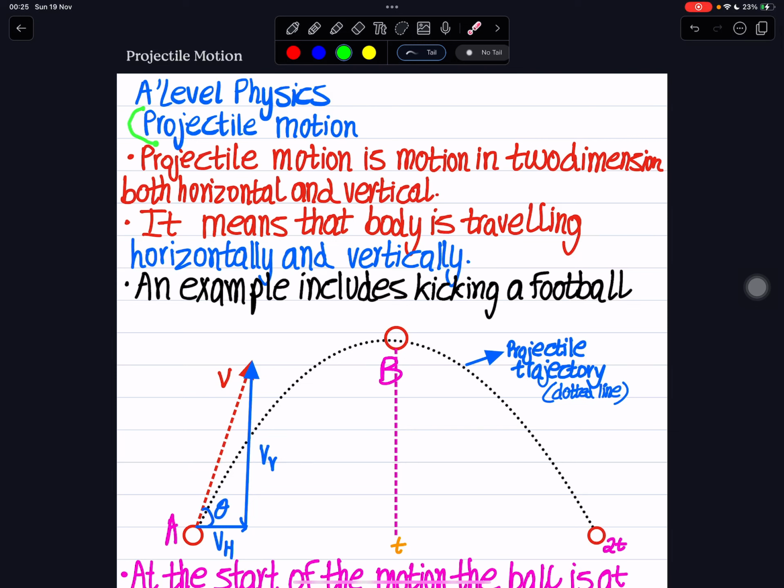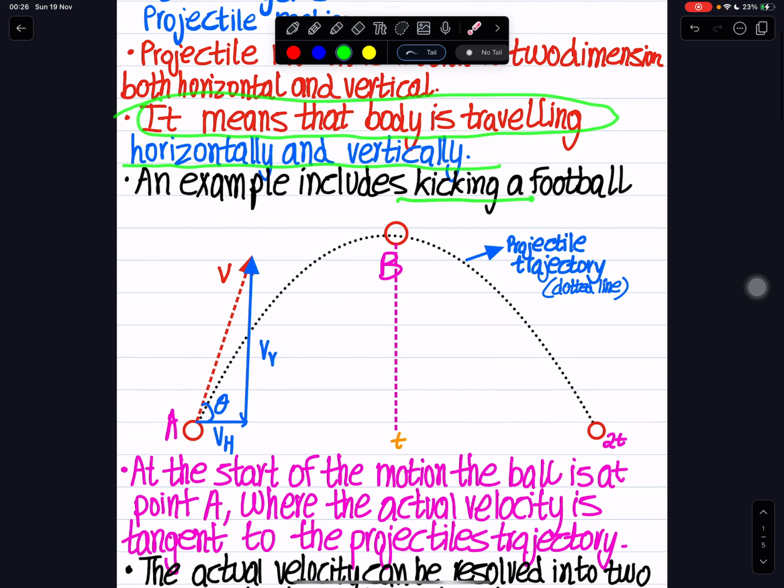So today in this video I'll be teaching you about projectile motion and covering all the aspects of it in A-level physics so that I can make it as clear for you guys as possible. So projectile motion, what exactly is projectile motion? Projectile motion is motion in two dimensions, in which the body is traveling both horizontally and vertically. An example includes kicking of a football.